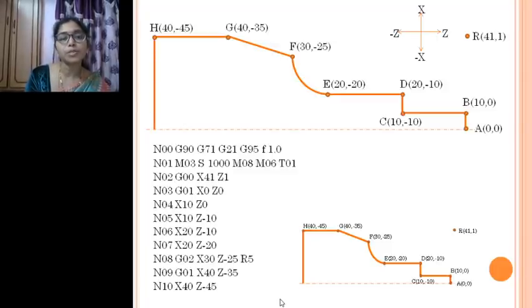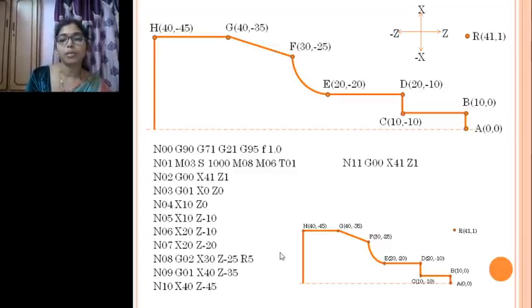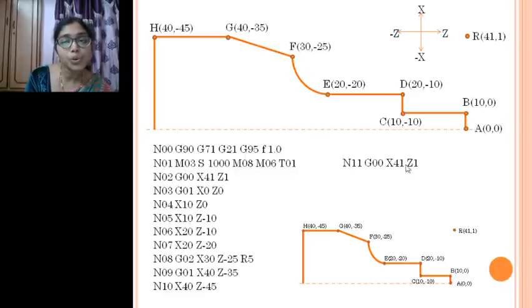From here it has to come to G00, X41 and Z1. We will be bringing this tool from here to the reference point. Again we will be moving it with rapid traverse G00 to the reference point. G28 also you can use, not with this, G28 where it moves to the reference point. So it comes here now.